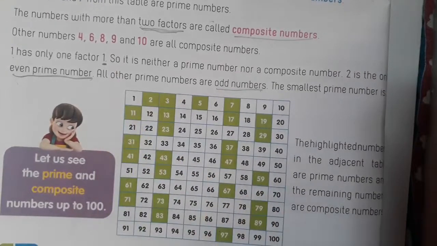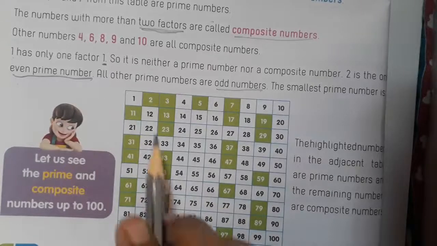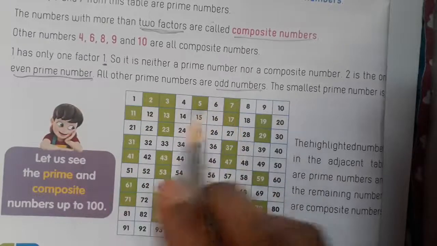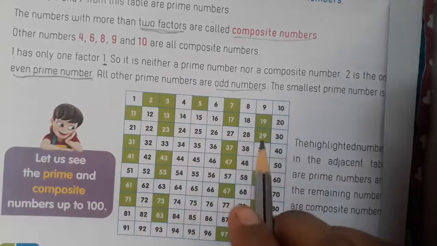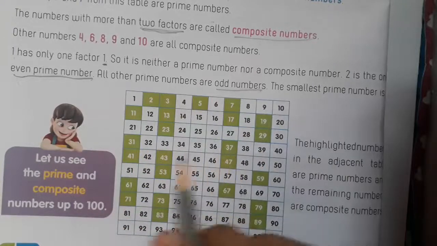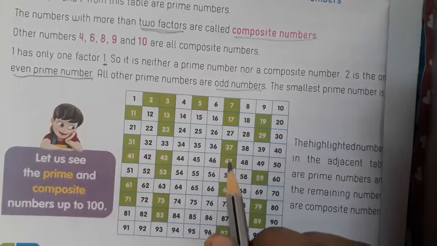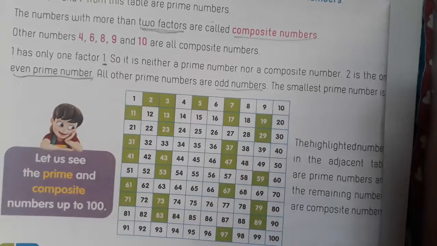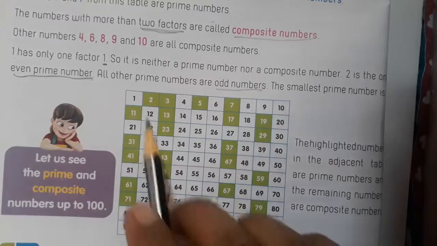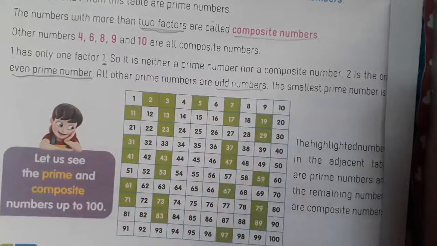So the numbers 1 to 100 are given. So see, 2, 3, 5, 7, 11, 13, 17, 19, 23, 29, 31, 37, 41, 43, 47, 53, 59, 61, 67, 71, 73, 79, 83, 89, 97. These numbers are prime numbers and the remaining numbers are composite numbers. These green colored highlighted numbers are prime numbers.